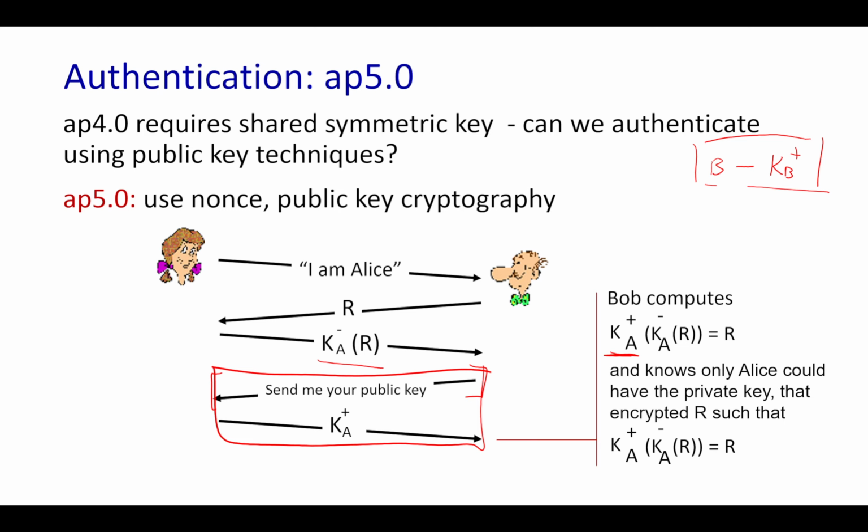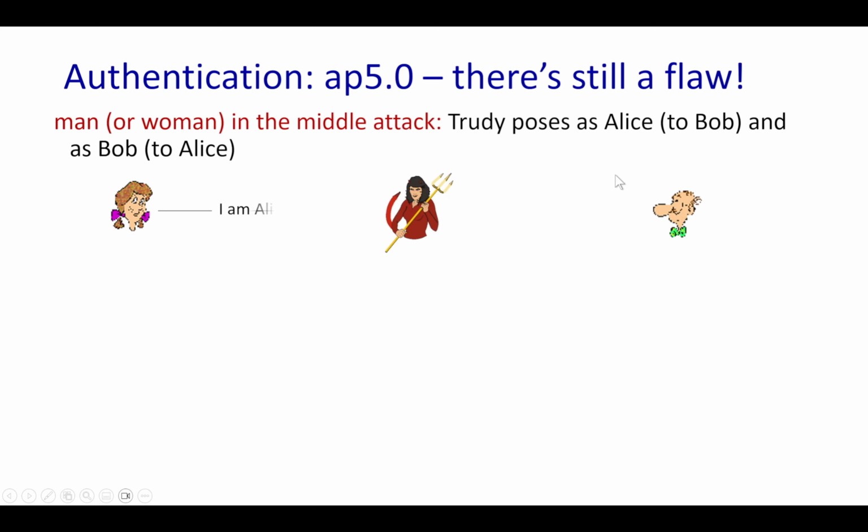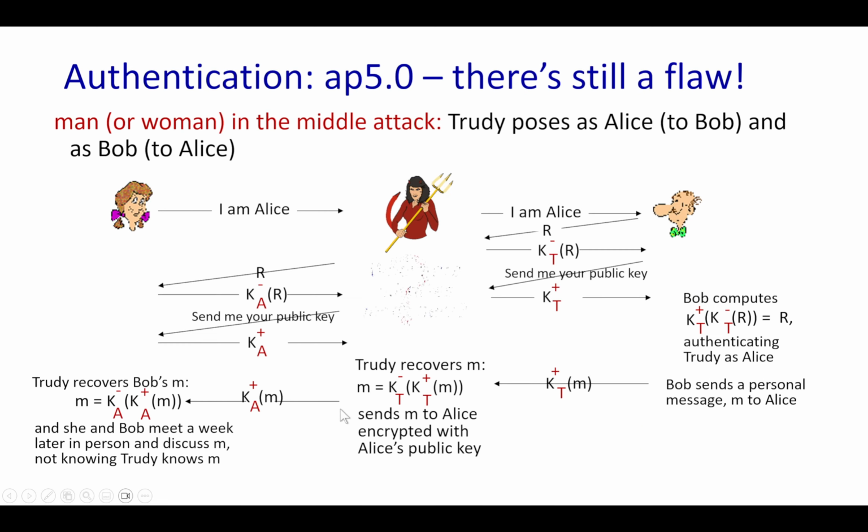I mean, otherwise, if we don't have that binding, then everybody could somehow claim to be somebody else.